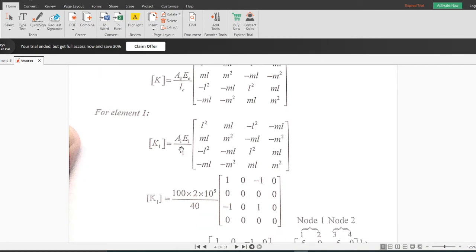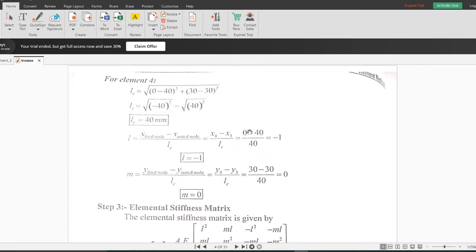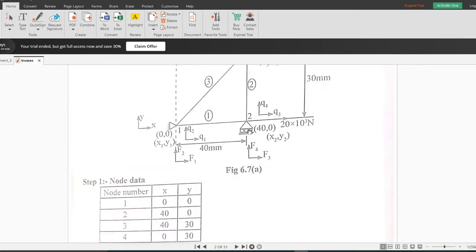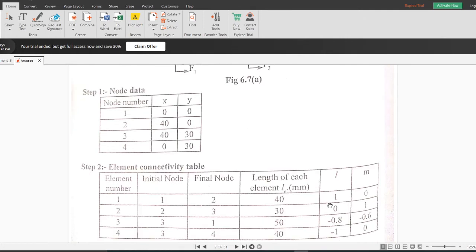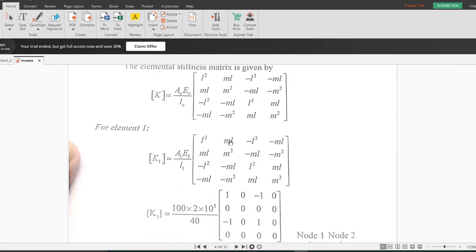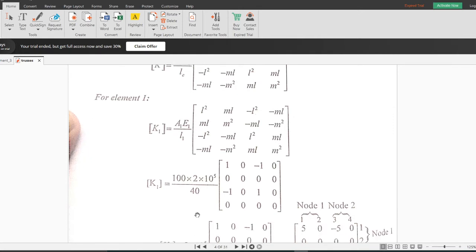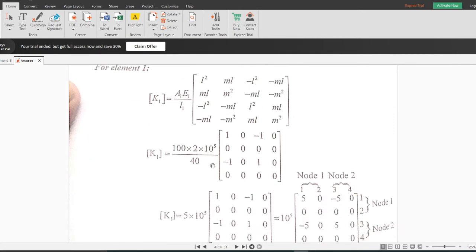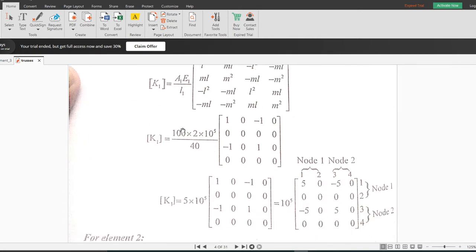K1: A1 is 100, E1 is 2 into 10 raised to 5, L1 is 40. Similarly, the L value for element 1, what did we get? L is 1, M is 0. Therefore, that becomes very easy. Wherever the M term is there, it becomes 0, and wherever the L term is there, it becomes 1. So you have to substitute. Then you will get A1 E1 by L1 as 5 into 10 raised to 5.